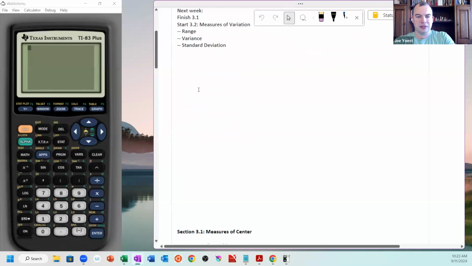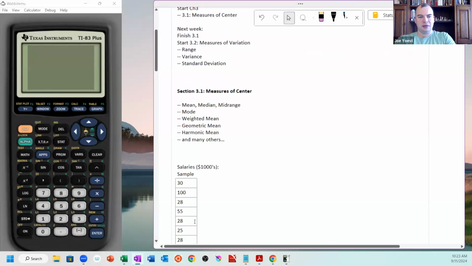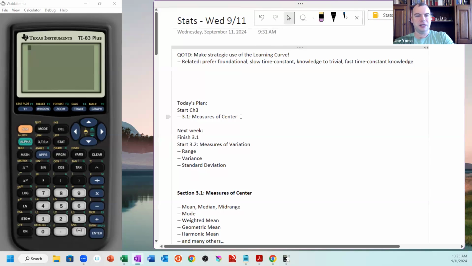Okay, so the plan for today is to start in chapter three, and chapter three is all about numerical descriptive measures.